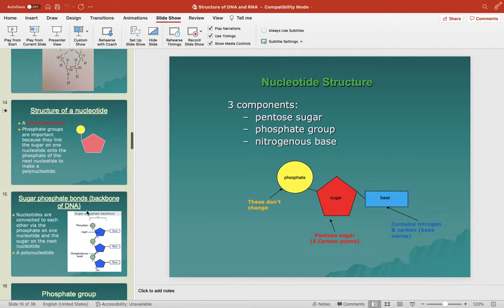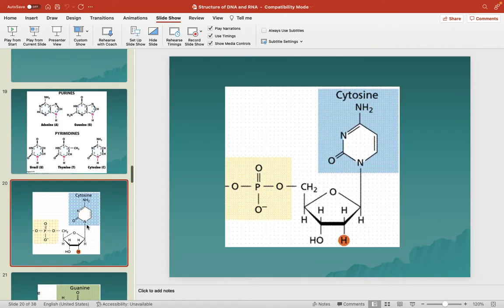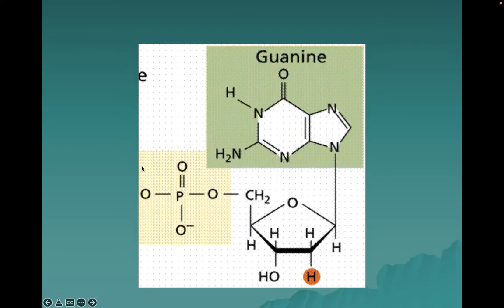But this particular diagram shows you the complexity behind a given nucleotide. So this is one of the nucleotides, and this is just a different nucleotide, right? We still have a phosphate group, still have a pentose sugar, but instead of cytosine in this case we've got guanine. So that's a nucleotide containing the base guanine.